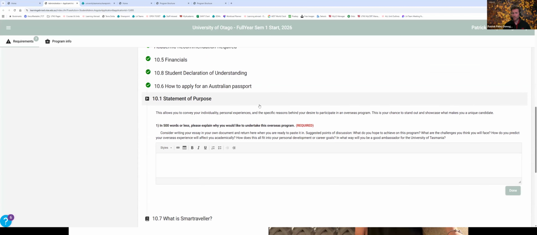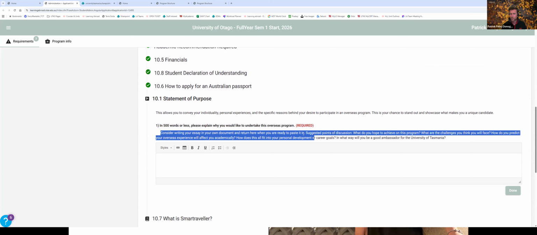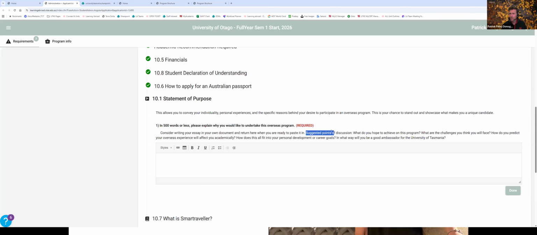Statement of purpose, okay? This is going to take you a little bit of time. It's a 500-word essay, shall we say. 500 words or less, please explain why you would like to undertake this overseas program. Giving you a little cue here, consider writing your essay in a Word doc and then just copy and paste across when you're ready to paste it in. So we've suggested some points of discussion.